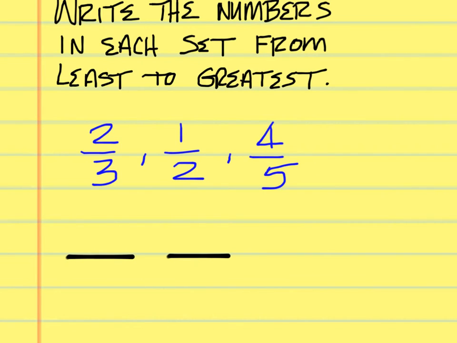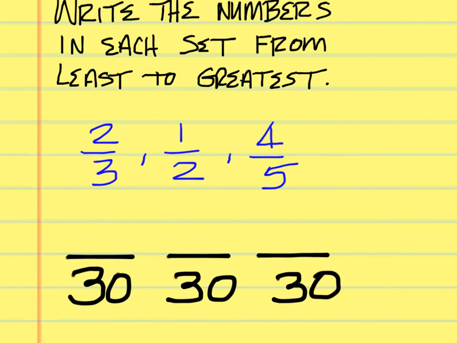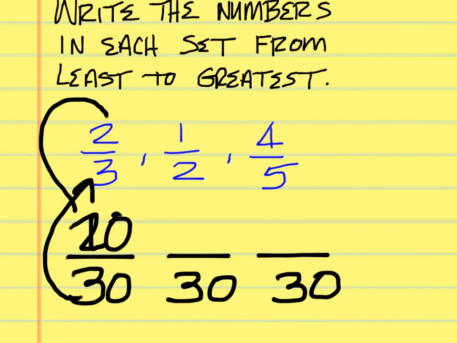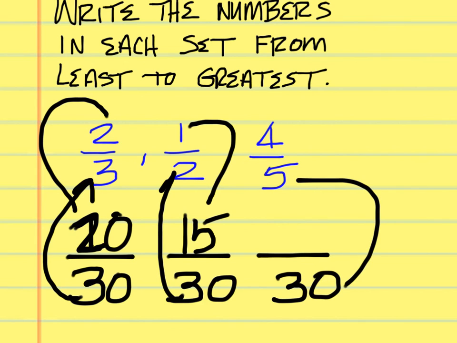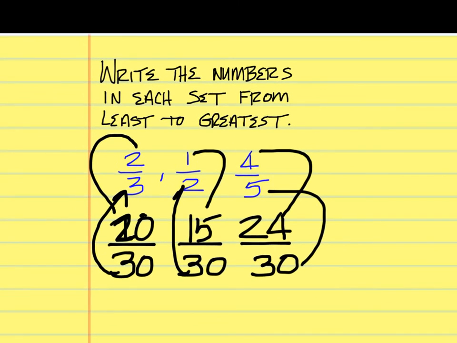What is 3 times 2 times 5? 30, yeah. 3 times 2 times 5 is 30. What is 30 divided by 3? 10. So I multiply 2 by 10 to get 20. What is 30 divided by 2? 15. What's 15 times 1? And then what's 30 divided by 5? 6. What's 6 times 4? 24. Okay, so least to greatest.